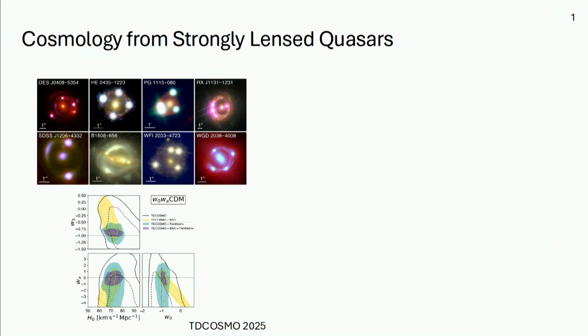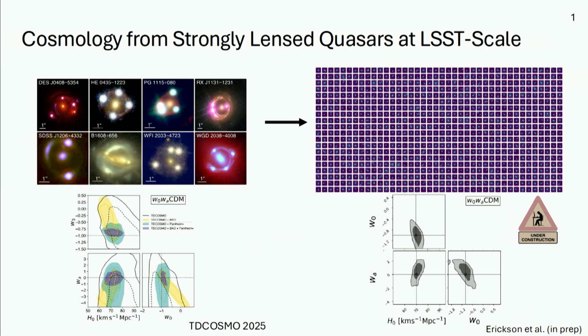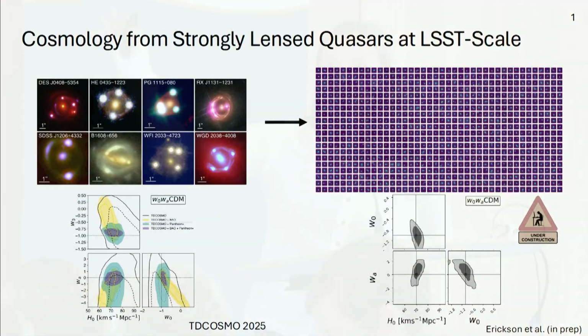But with Rubin coming online, what I've been thinking about a lot is what could we do with a sample of 800 strongly lensed quasars? If you look at the black contour on the left versus this gray contour on the right, which, huge caveat, is very much under construction, you can see that we get improved constraining power from this probe with all of these new lenses that we're going to discover with Rubin. And so the big challenge is making this analysis feasible.